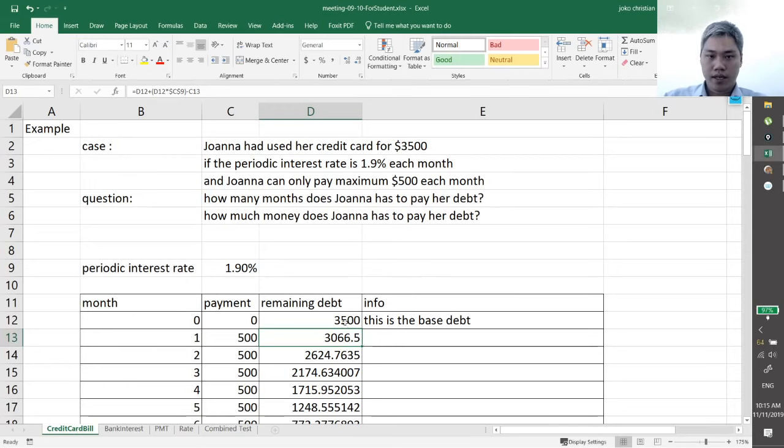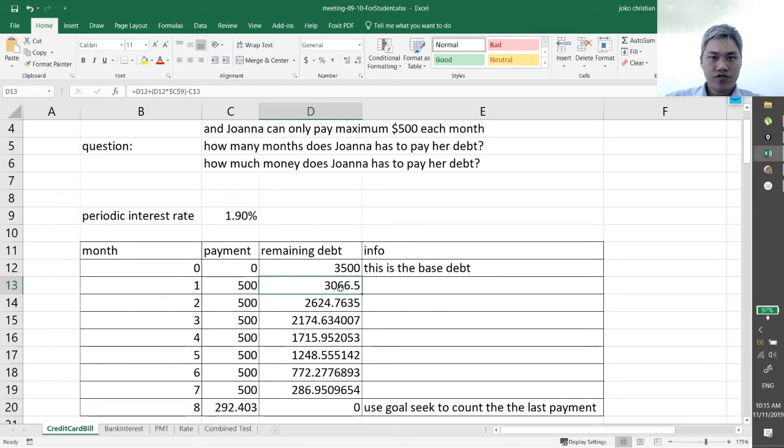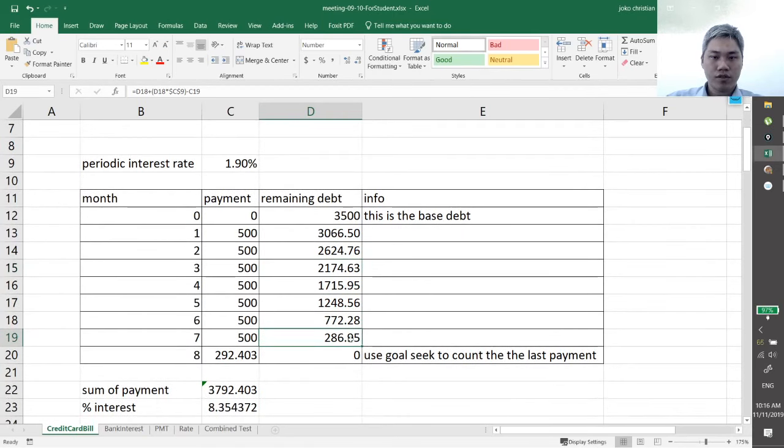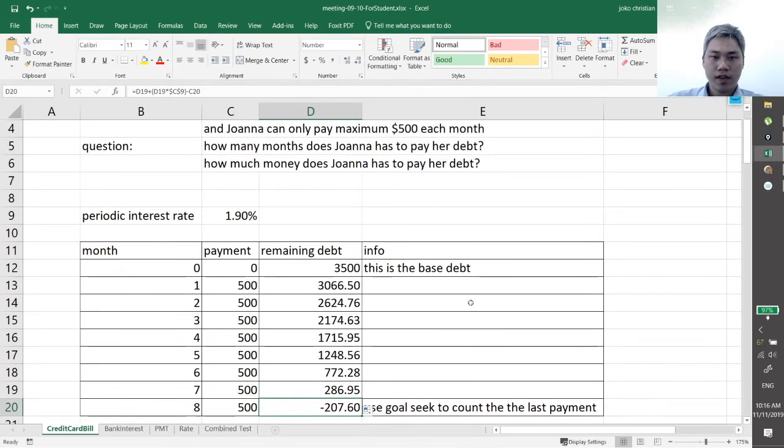Okay, so we continue. This formula can then be copied vertically for the next months, and you'll see that the value of the debt is going down, down, and down, from 3,000, 2,600, 2,174, and so on. And then we'll have the final month where it goes minus, such as this one, minus 207.60. Okay, which means that she will only pay less than $500 that month.